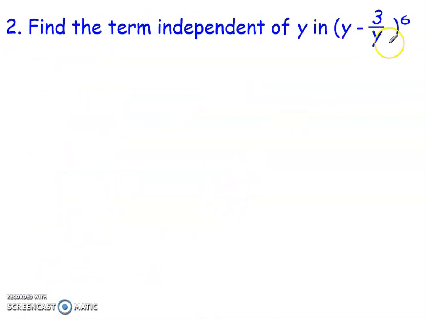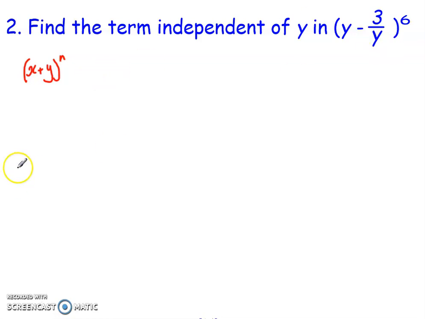The next question wanted me to find the term independent of y in the expansion of (y minus 3 over y) to the power of 6. Now again, this has to be done in the same sort of format as before. So we've got our (x plus y) to the power of n. We have to write down the general expansion of that. So how's the general term going to look? And then figure out the conditions for it to be independent of y.